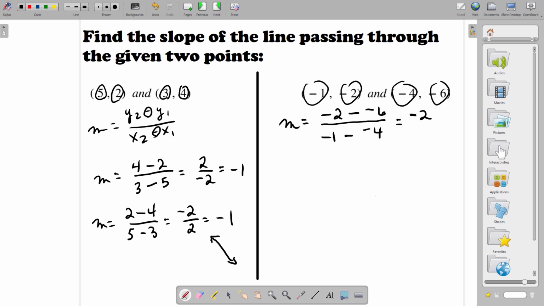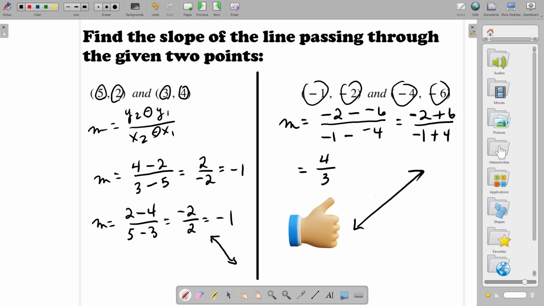So up here on top we get negative 2, negative is plus 6. Negative 1 minus negative 4, negative is plus 4. So on the top, negative 2 and positive 6 is positive 4. And negative 1 and positive 4 is positive 3. So our slope is 4/3. That's a positive value, so that means that our line is slanting up or rising from left to right.